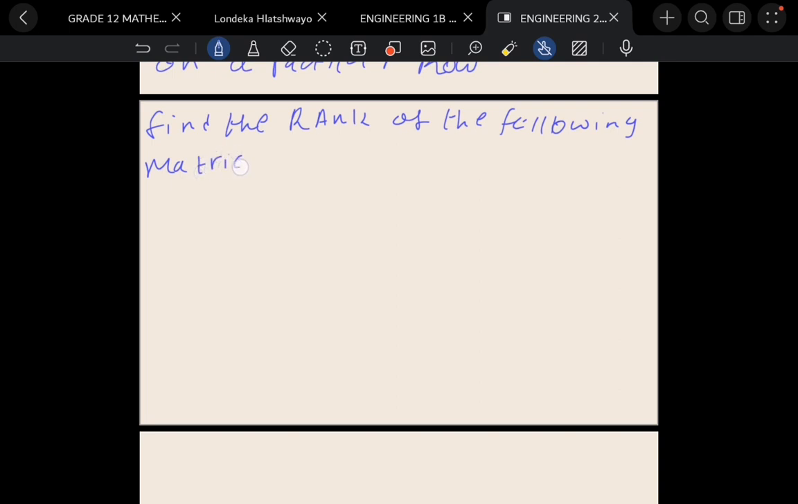Now let's look at an example of two matrices. Find the rank of the following matrices. Now I'm going to give you matrix A first, which is 3, 0, 9, negative 6, 0, negative 18, and 8, 4, 1.